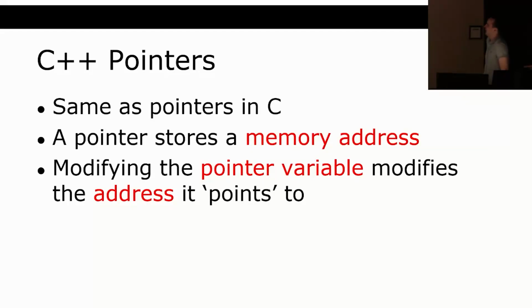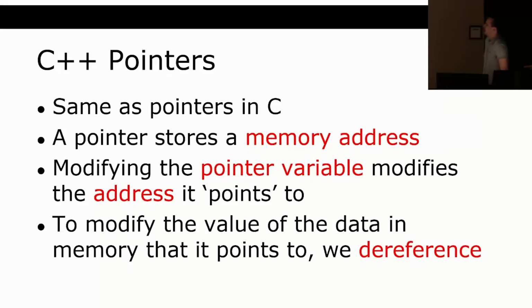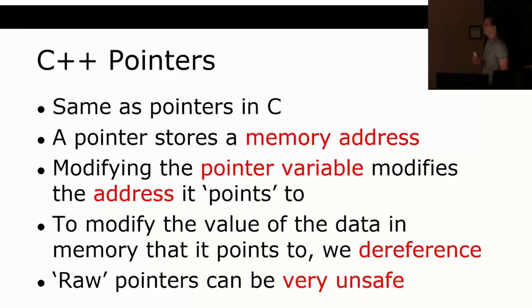Modifying the pointer variable modifies the address that it points to. So if you directly modify that variable, you're modifying the integer, which is an address. So now that variable points to something different. To modify the value of the data that the address points to, you have to dereference it with the star operator.